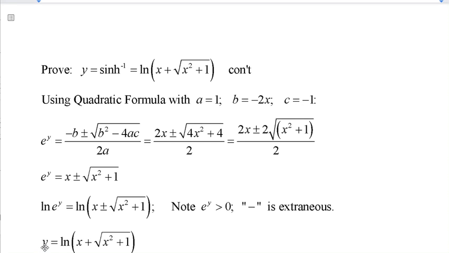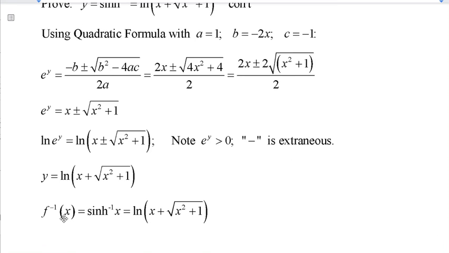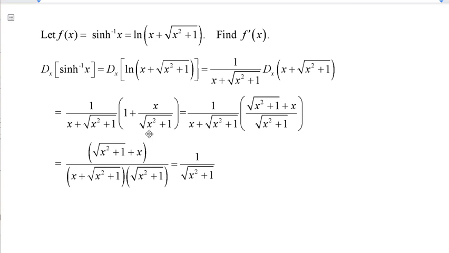And so we get y equal to the natural log of x plus the square root of x squared plus 1. And we have just shown that the inverse function of the hyperbolic sine is the natural log of x plus the square root of x squared plus 1.